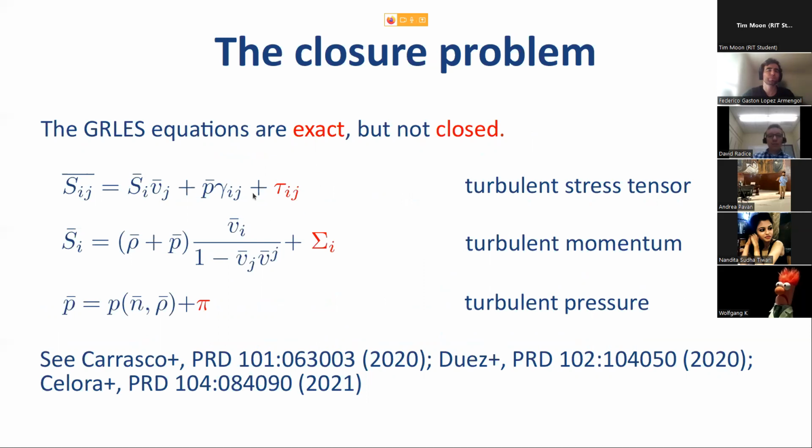The most simple to understand is this turbulent stress tensor that arises because of the correlation between the momentum and the velocity. There is a term that arises that I call here the turbulent momentum because the Lorentz factor is a nonlinear function of the velocity. So again, the average Lorentz factor is not the same thing as the Lorentz factor computed with the average velocity. And there are also corrections that appear at the level of the equation of state, because the average pressure is not the same thing as the pressure evaluated for the average density and average energy density. So there are all these correction terms.